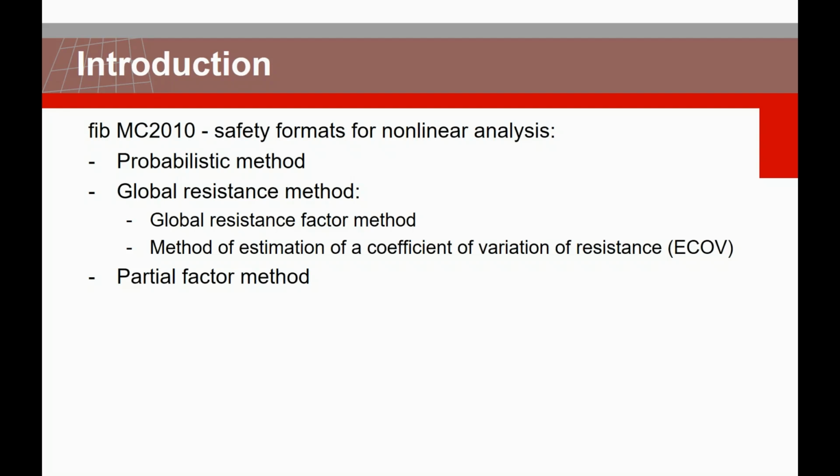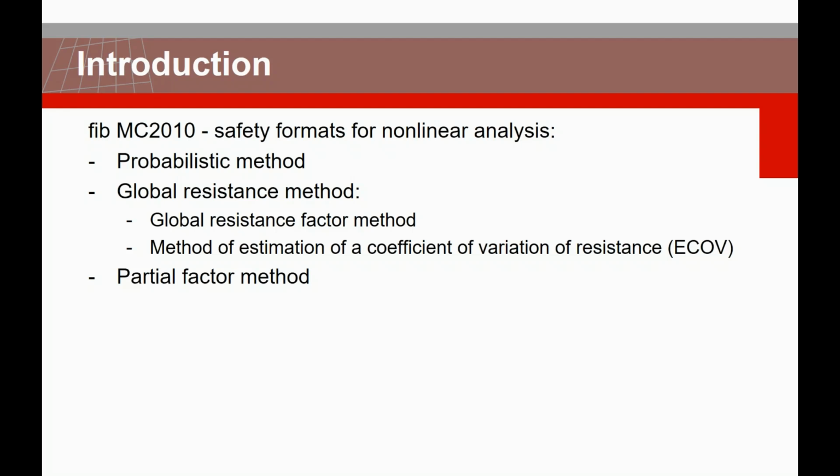By those variations, you should be able to figure out what the reliability of your structure and of your analysis is as well. So which safety factors should I use? Then you have the global resistance method. There are 2 methods in that one. Basically, you're going to do a finite element analysis using mean material properties, and then you're going to reduce that by a material factor.